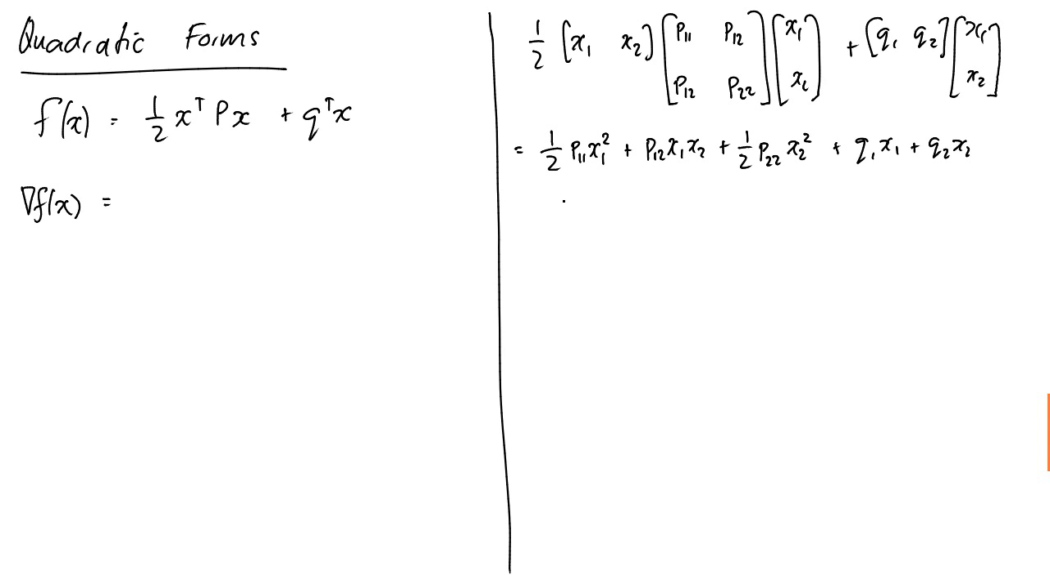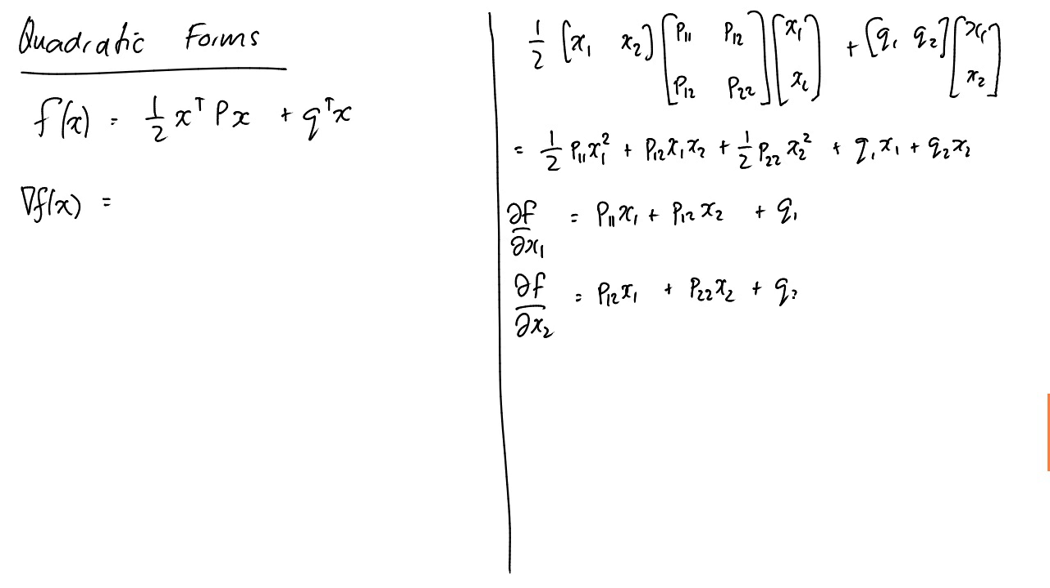There's no benefit to writing out our quadratic form in full like this, except that when we differentiate it, it's a bit easier to see. So df dx1, which is the first component of our gradient, is P 1 1 x1 from this term here, plus P 1 2 x2 plus q1. df dx2 is equal to P 1 2 x1 from this term here, plus P 2 2 x2 plus q2.